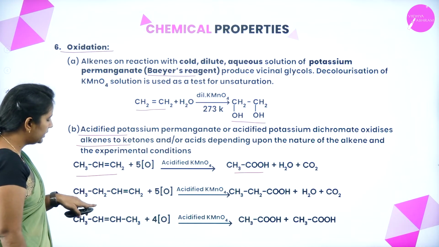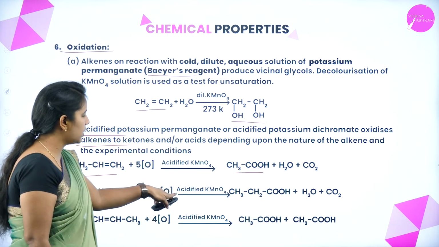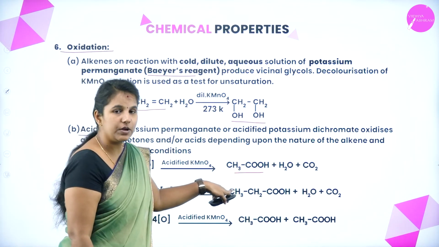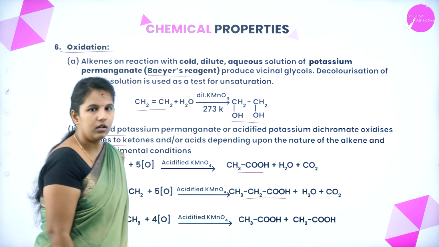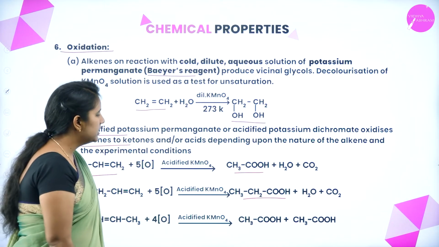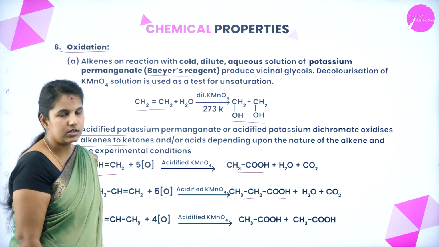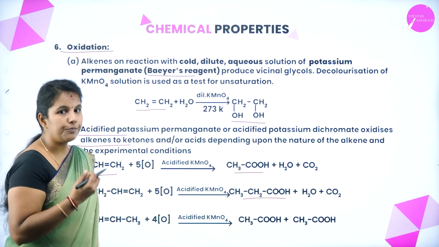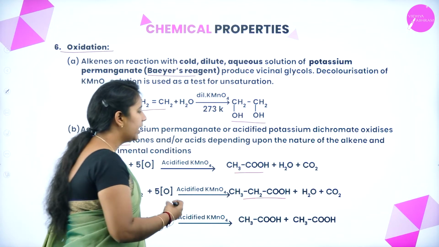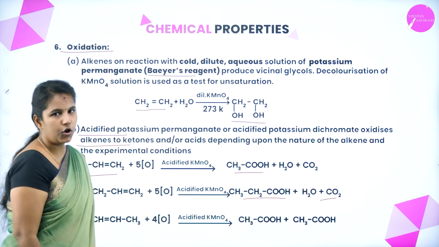Similarly, if you take butene, which undergoes oxidation in the presence of acidified potassium permanganate, it gives rise to the acid, that is CH3CH2COOH. How many carbon atoms will be there? 3. So it is propanoic acid, and it is with the release of water and carbon dioxide.